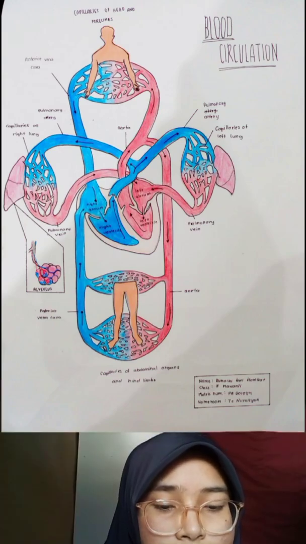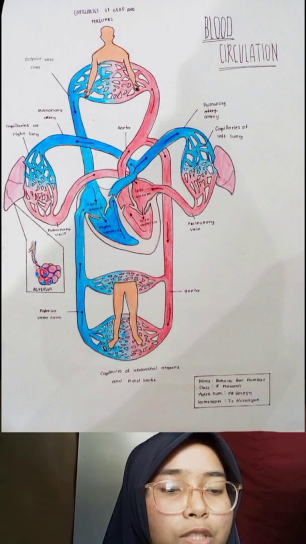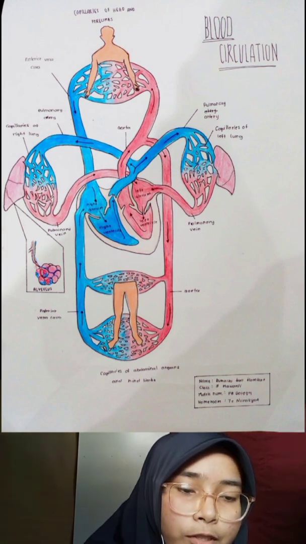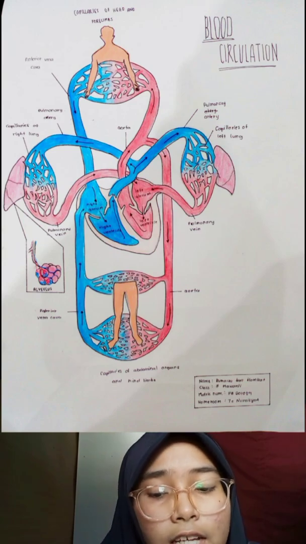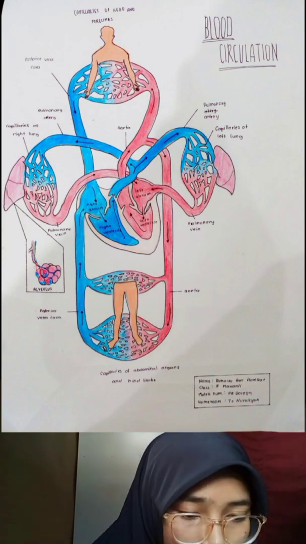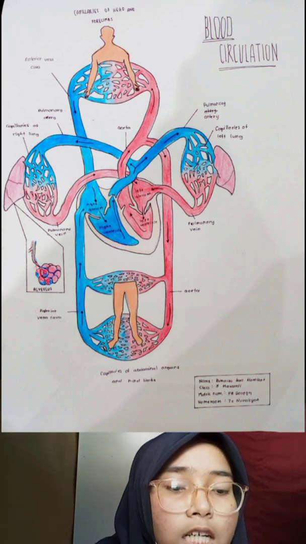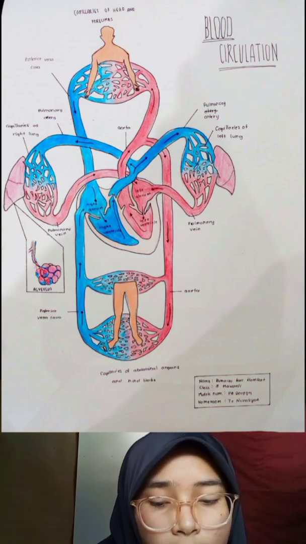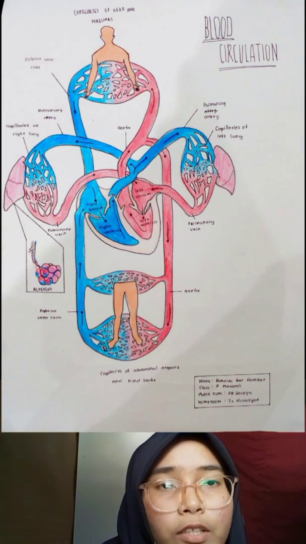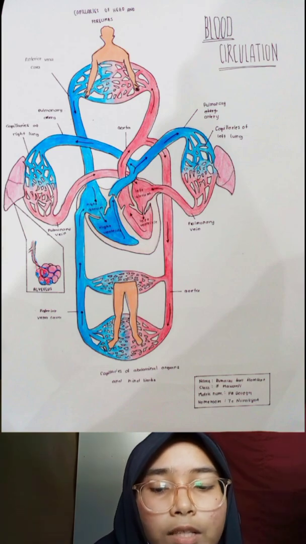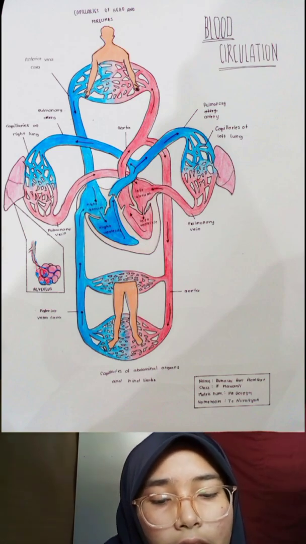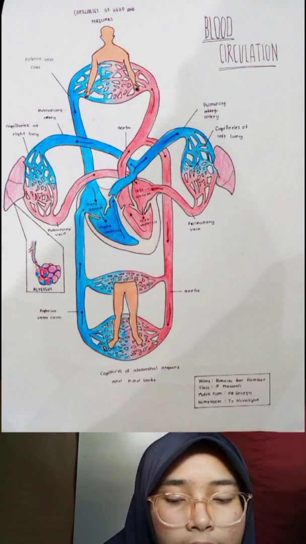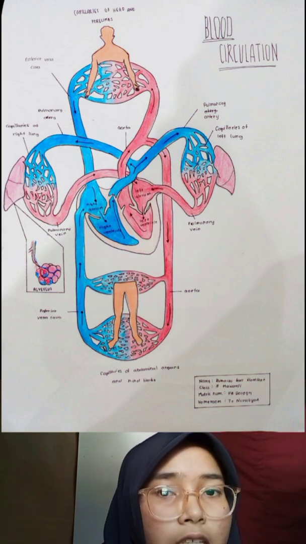The left ventricle will squeeze and pump to the aorta using the semilunar valve. Then the oxygenated blood from the left atrium will go to the capillaries of head and forelimbs and also the capillaries of abdominal organs and hind limbs through the aorta.